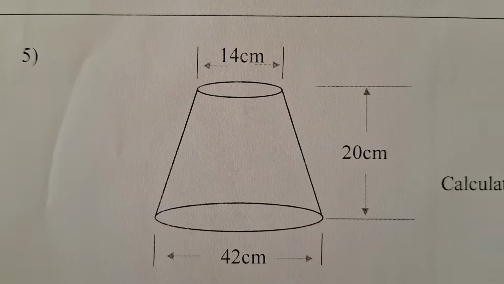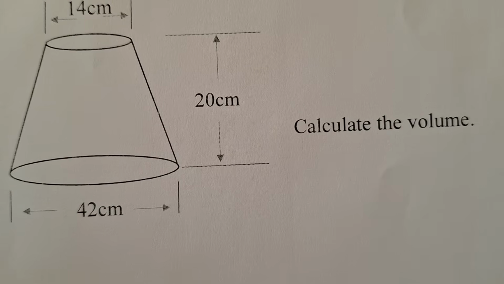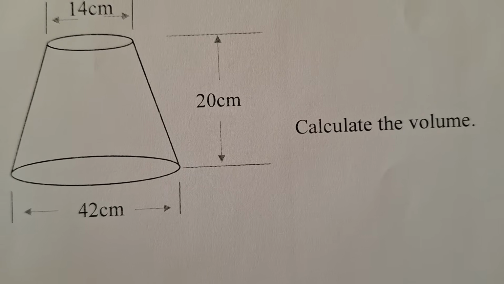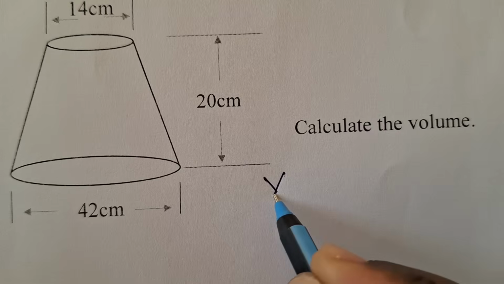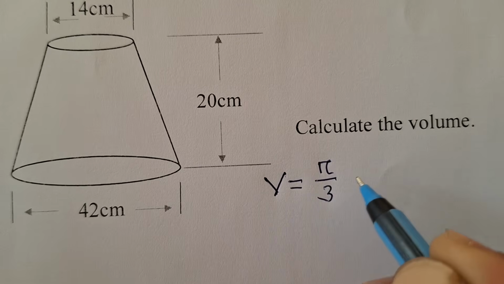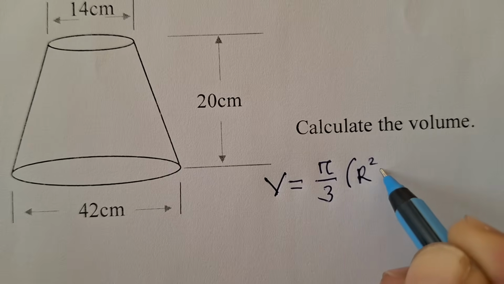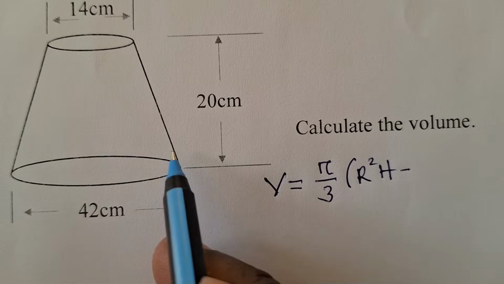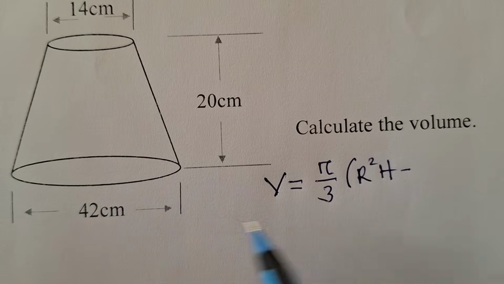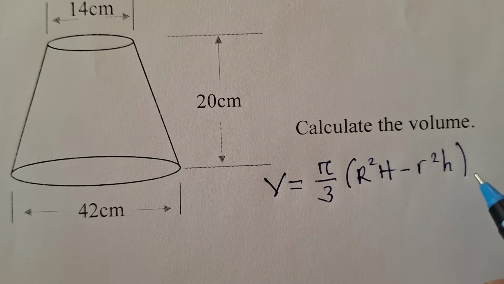Okay, so now we come to the last question, which is question 5 here. They've given us this shape and we need to find the volume. So basically what we need to do here is to know the formula for finding volume. This is the formula you're able to see right here. When you've been given a conical frustum, you use this formula to find the volume.